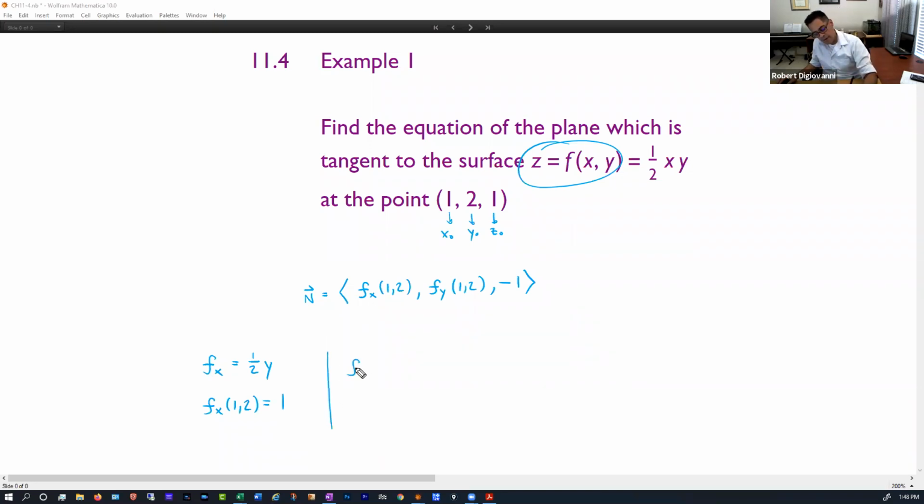Then the partial of f with respect to y means we're going to take the derivative of this, hold x constant, and treat y as the variable. That gives us 1/2 x. And if we plug in 1 for x and 2 for y here, we get 1/2. Any questions on that? This is an easy partial derivative problem, right? It's not very complicated to take the partials.